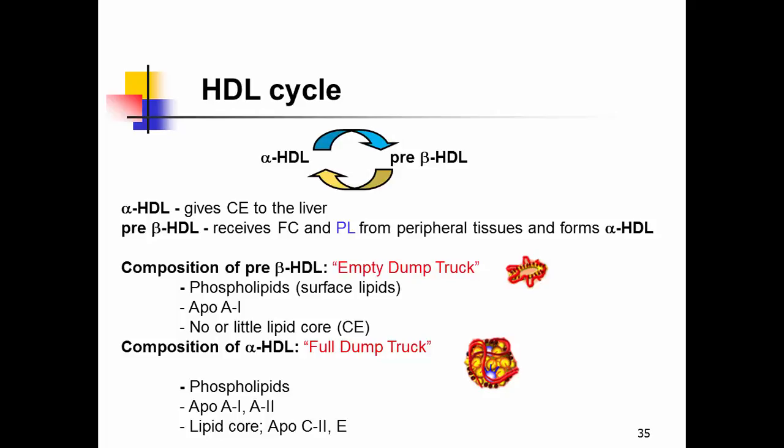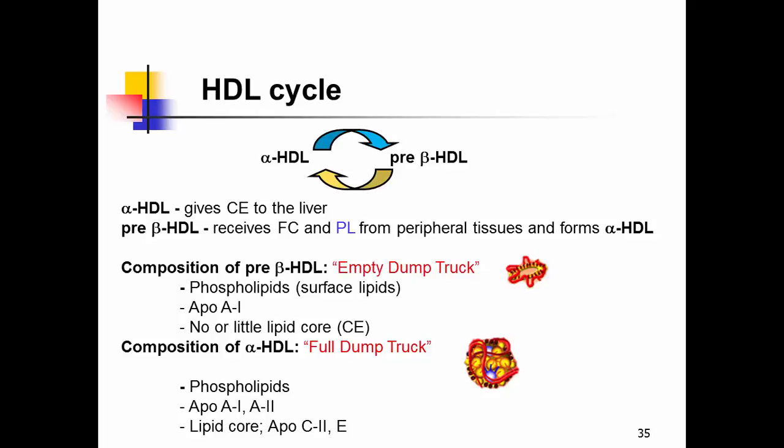Now let's talk about HDL cycles. The cycle is the interconversion between alpha HDL and beta HDL. Alpha HDL and beta HDL have very different lipid compositions. I added some additional information in this slide, and also the next slide. There are two new slides that I'm going to post on Moodle.